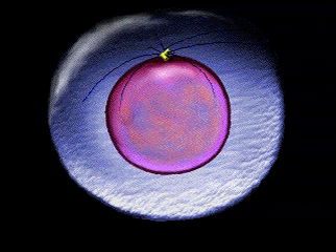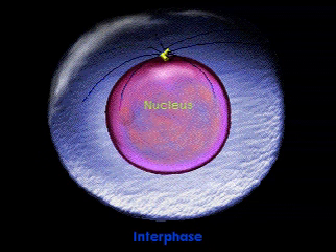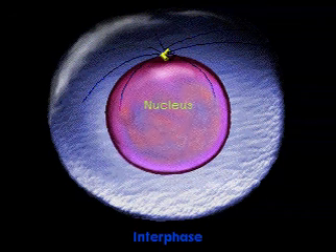This animation illustrates the important general features of meiosis in an animal cell. Prior to the initiation of meiosis, the chromatin is highly dispersed in the interphase nucleus, and individual chromosomes are not distinguishable.